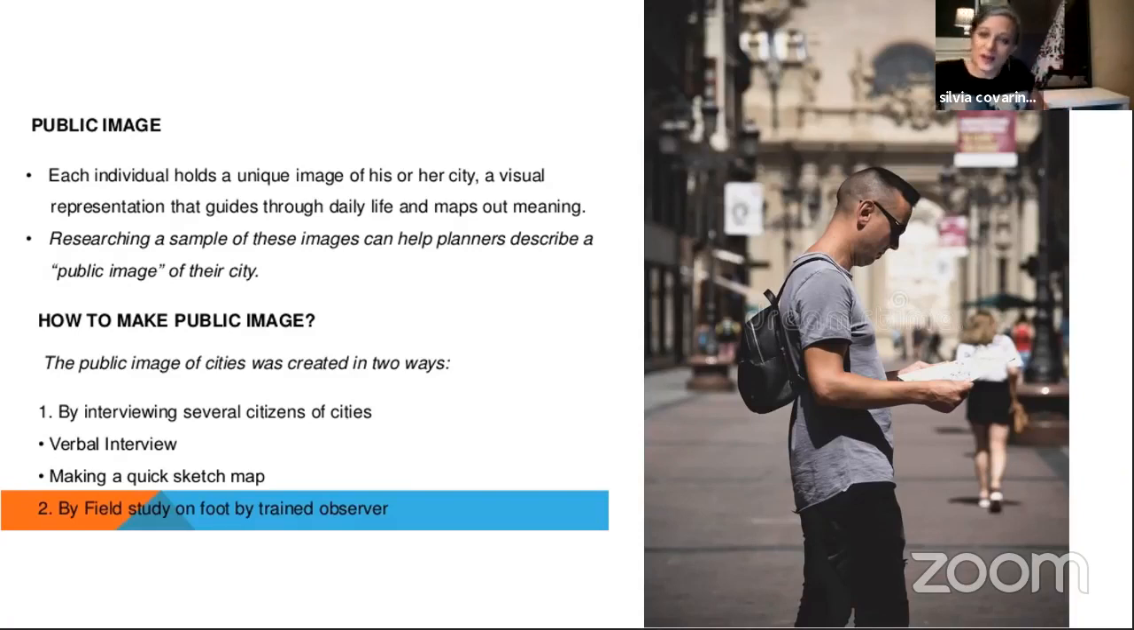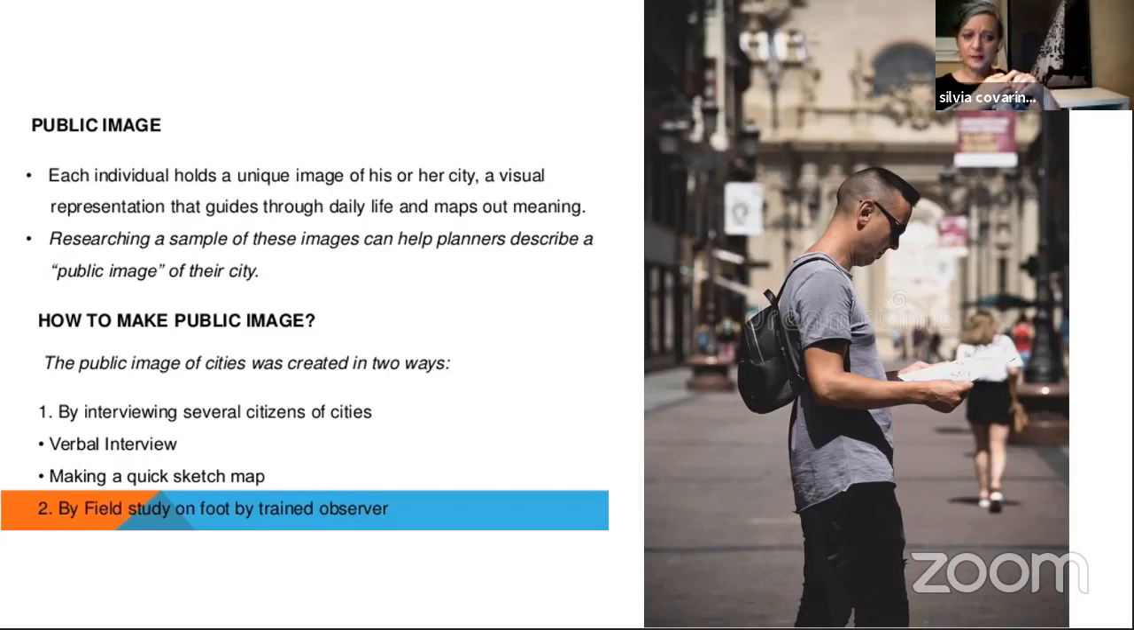And here we are coming to the social aspect and to the people's needs, because it's not only reading the solid and void by the technical map, by Google or whatever, but trying to understand the practice every day in the city and the way we are living the space. Researching a sample of this image can help a planner to describe a public image of their city. And this is, believe me, very useful for students, for planners, whoever is touching and managing the urban space.